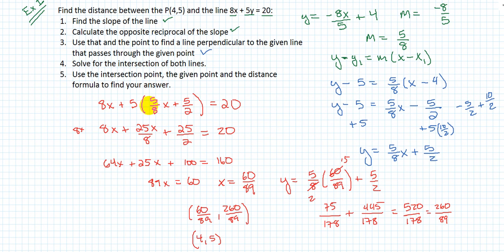I used the substitution method to put the new equation in. I then solved for x, which was a little bit crazy to do, but I eventually got x equals 60 over 89. And then from there, I plugged it into the y equation I had for this line, and cranked that out to get 260 over 81.